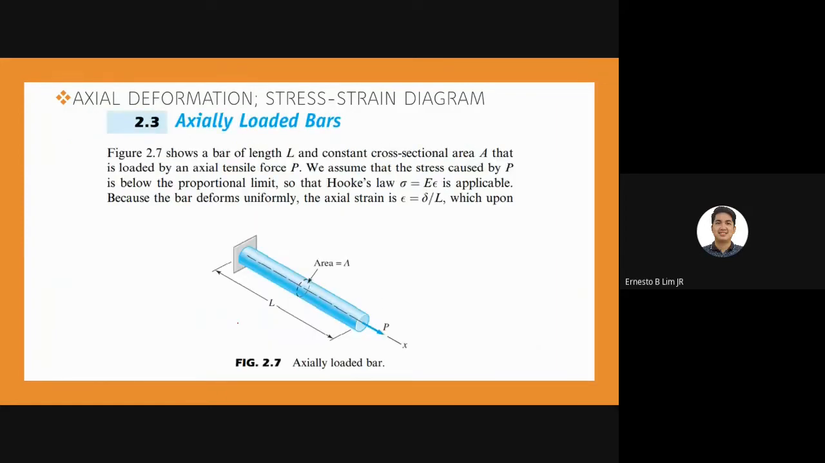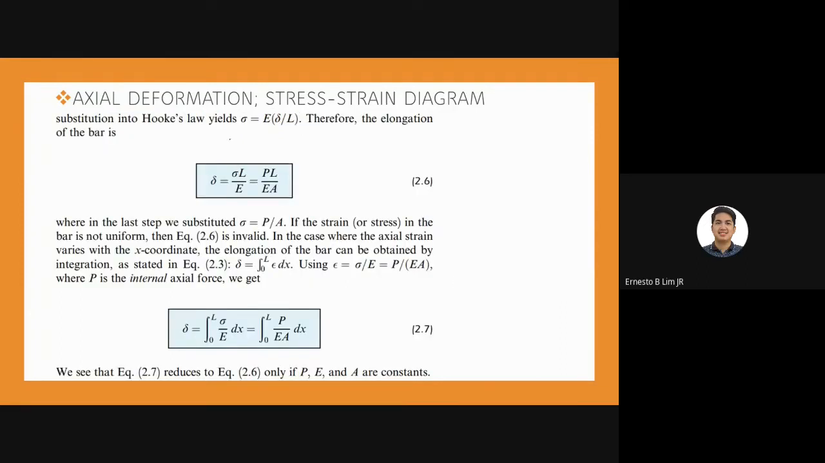And let's proceed to axially loaded bars. Okay, so for the axially loaded bar shown in figure 2.7, it has a length L, then a constant area of A. As you can notice, this is constant from the starting point to the end point of the L distance. So we assume that the stress caused by P is below the proportional limit, so that Hooke's law, stress is equal to E times strain, is applicable. Because the bar deforms uniformly, the axial strain is equal to deformation over L, which upon substitution in Hooke's law yields stress is equal to E times elongation over L.